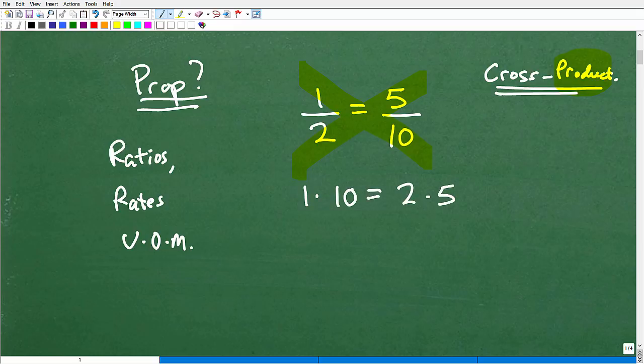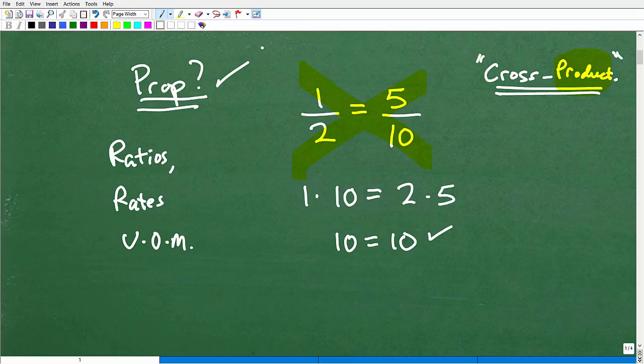This is an illustration of this concept called the cross product. So 1 times 10 is, of course, 10, and then 2 times 5 is, of course, 10. So the cross products will always be equal when you have a valid proportion.